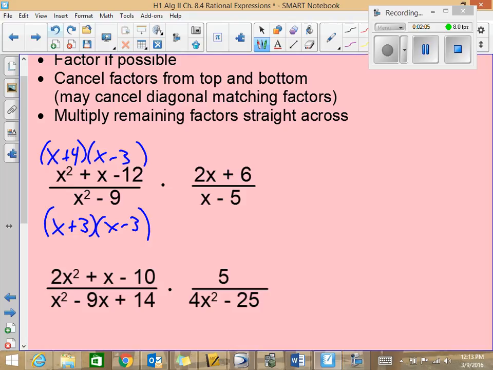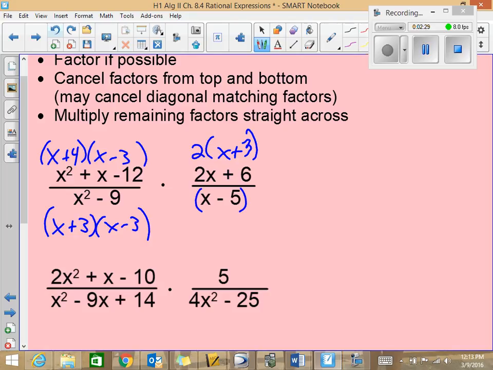2x plus 6. How can we simplify that? GCF. So take out a 2, parentheses x plus 3. X minus 5, can we do anything with? No. So it might be helpful on these to at least put it in parentheses, because if it has that plus or minus, it means it cannot be broken up. It can only be canceled out by another x minus 5.